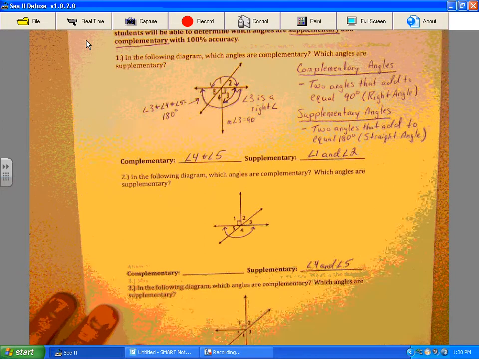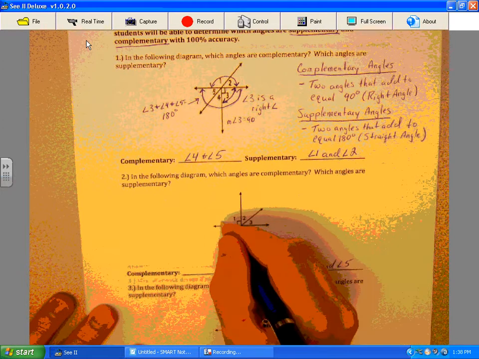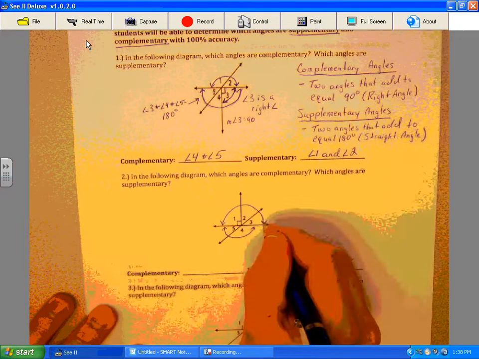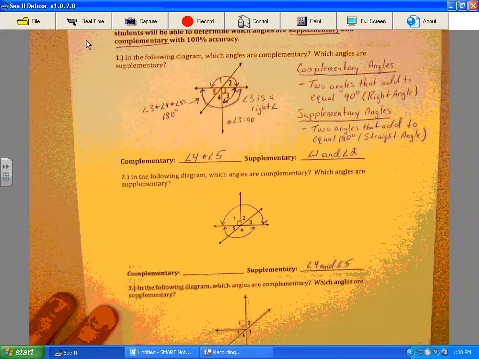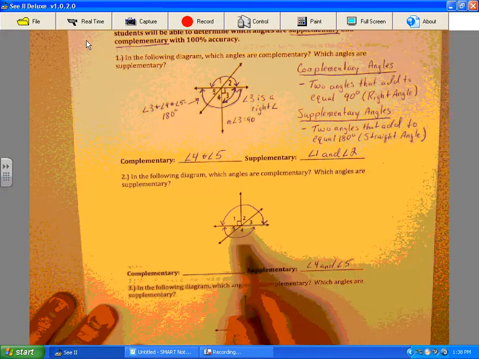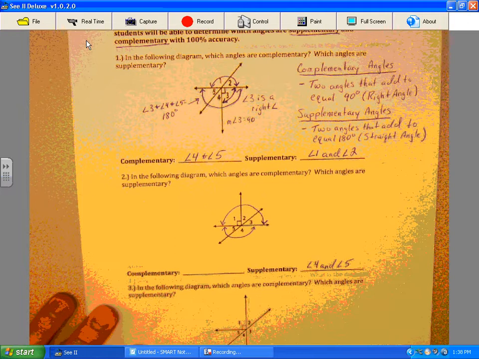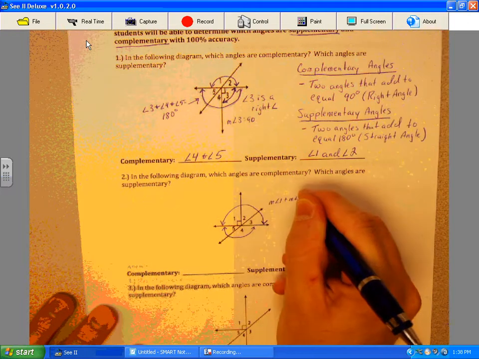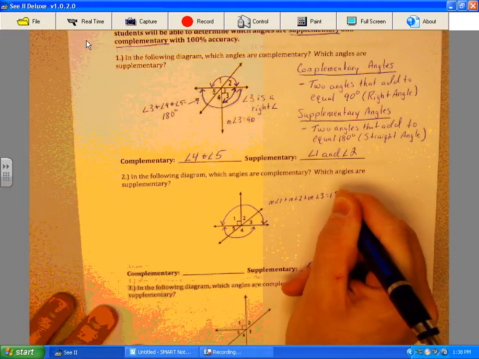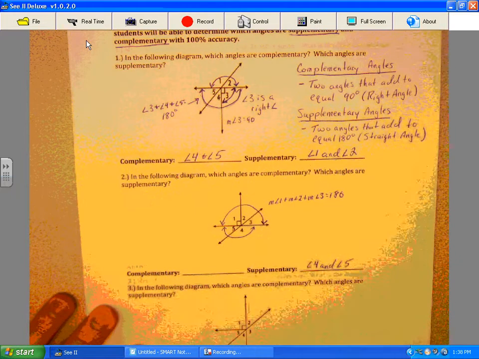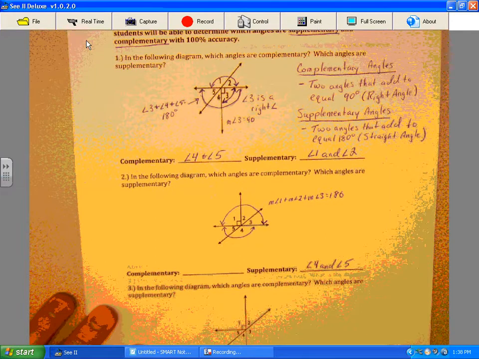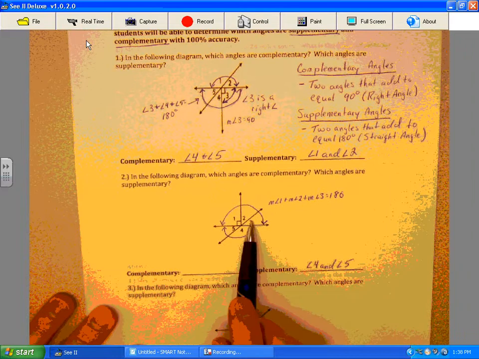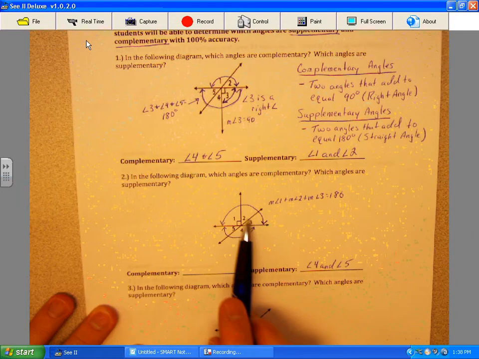Now, once again, looking at angles 1, 2, and 3 on the other side of this diagram, we see that they once again form a straight angle. So that means that the measure of angle 1 plus the measure of angle 2 plus the measure of angle 3 is going to equal 180. Since 1, 2, and 3 form a straight angle, and straight angles equal 180 degrees, whenever I add these three angles up, they have to equal 180 degrees.